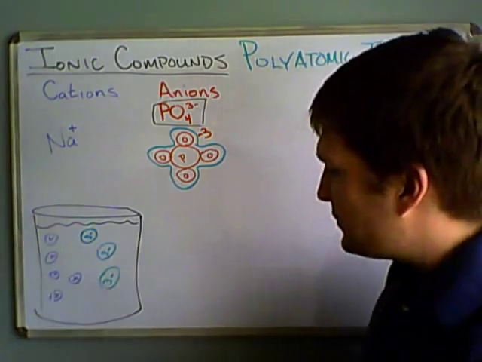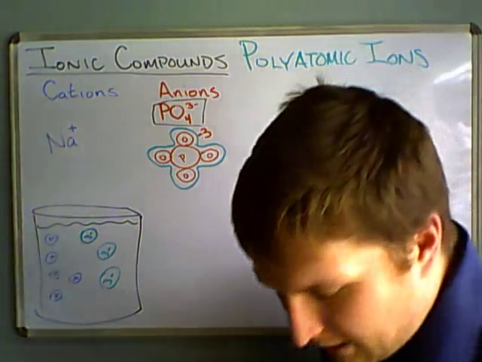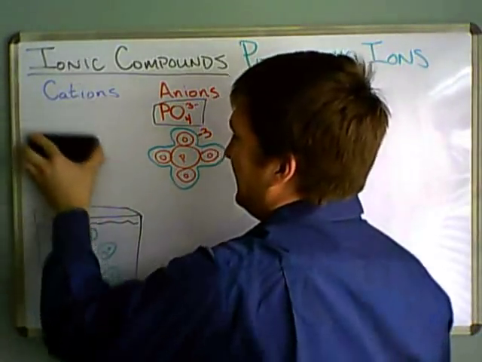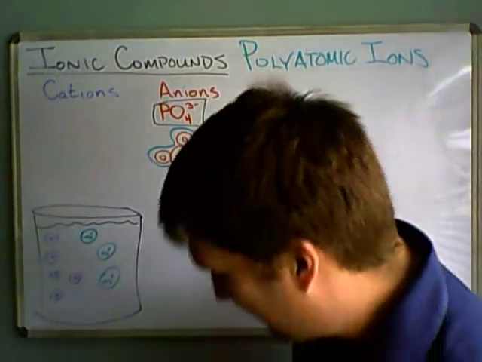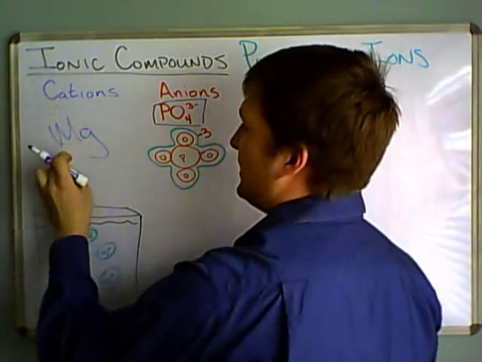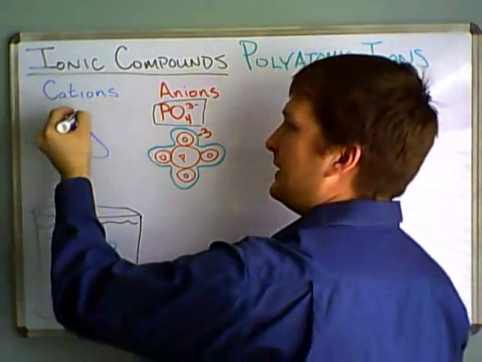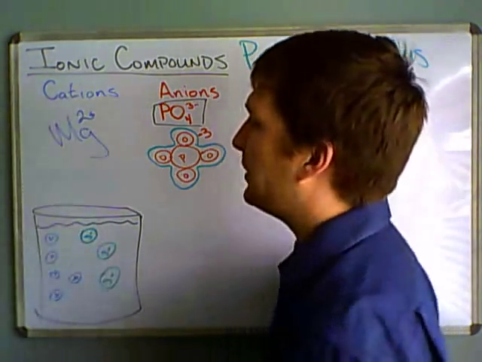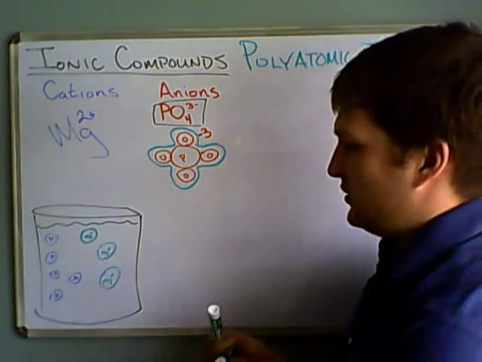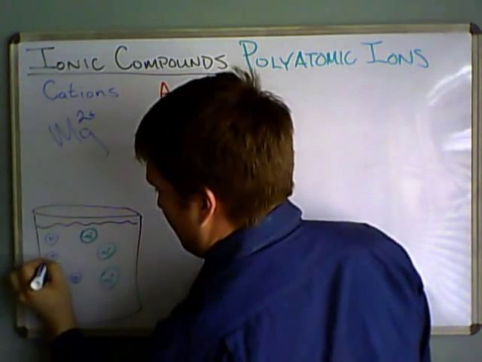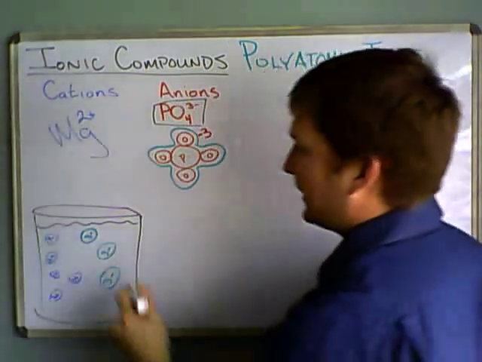So let's see what happens. Oh, I'm sorry. I meant to do a more complicated example. So instead of having sodium, let's have magnesium. And since that's in the second row, it likes to lose 2 electrons and have a charge of 2+. So each one of these is 2+. Sorry about that. Okay, here we go.